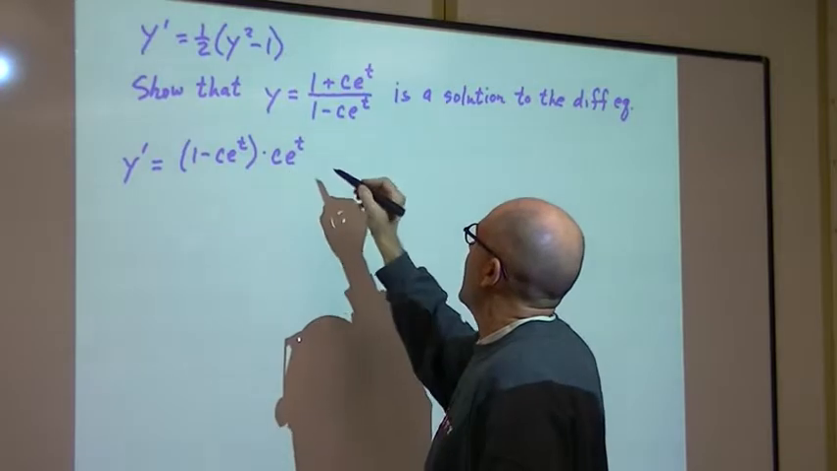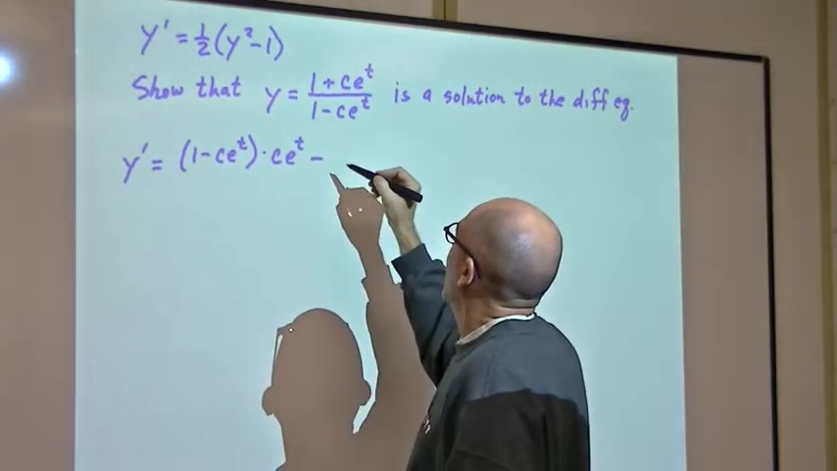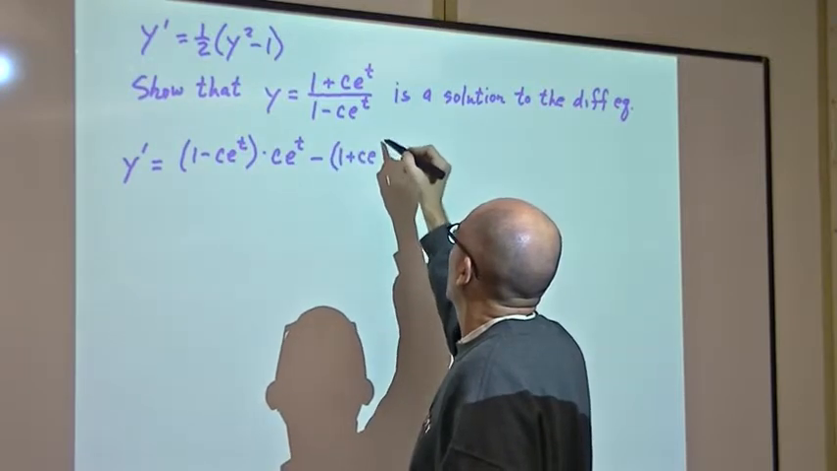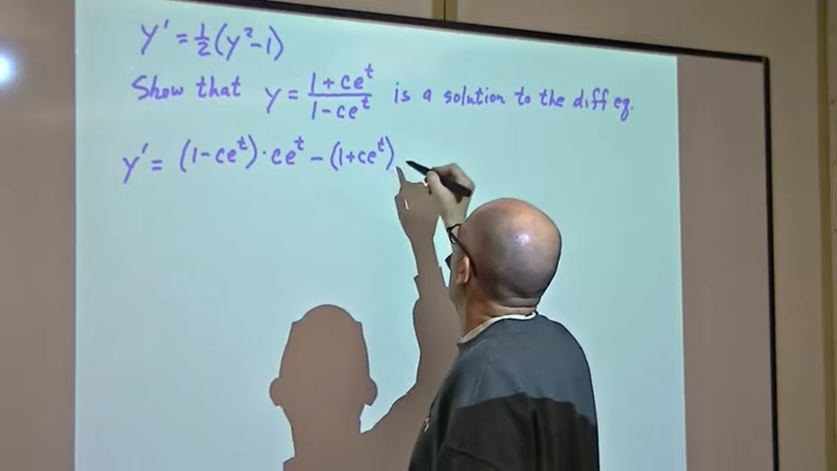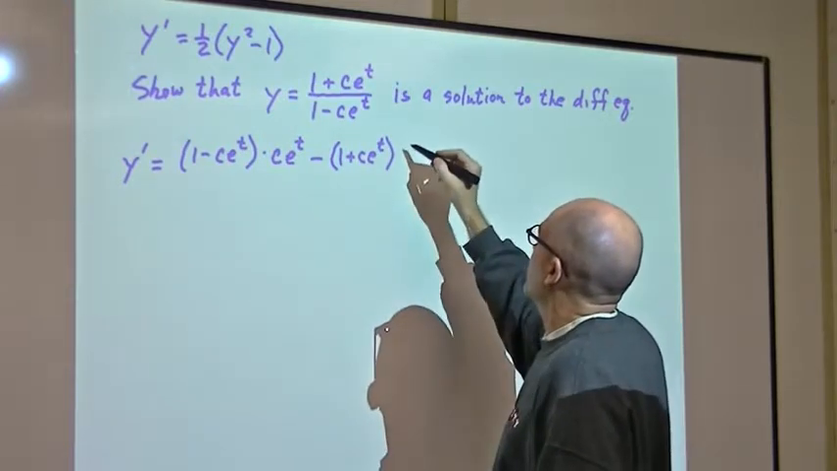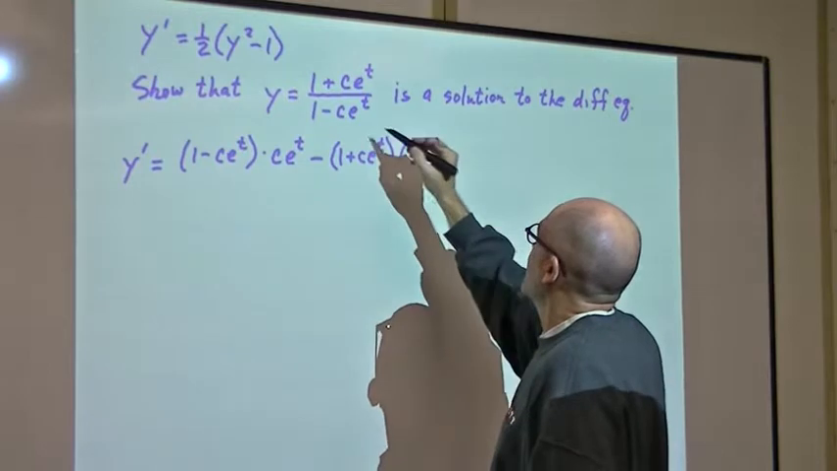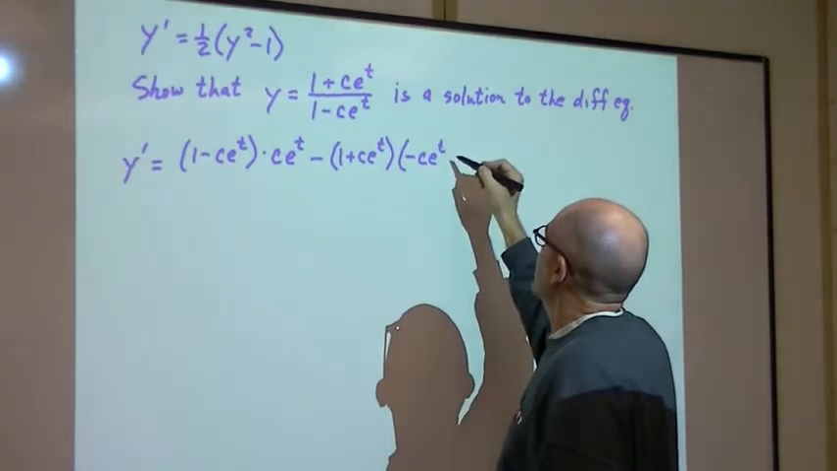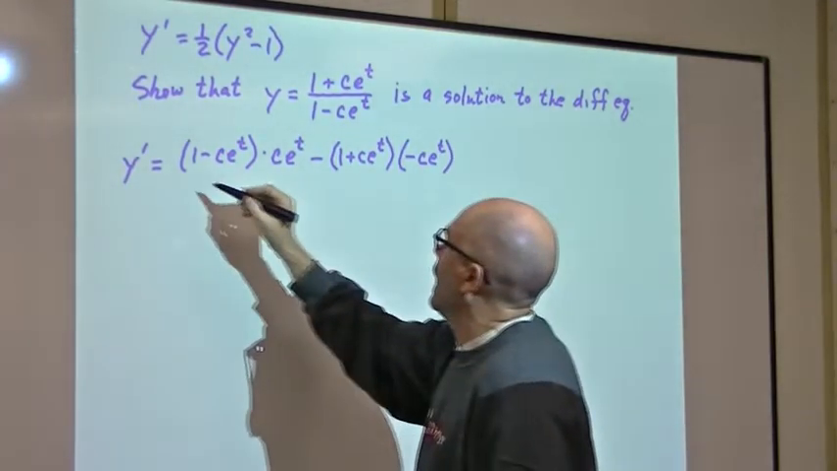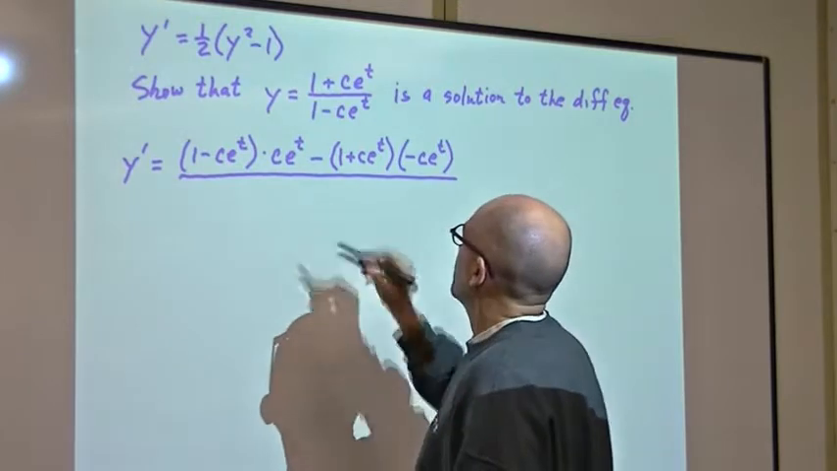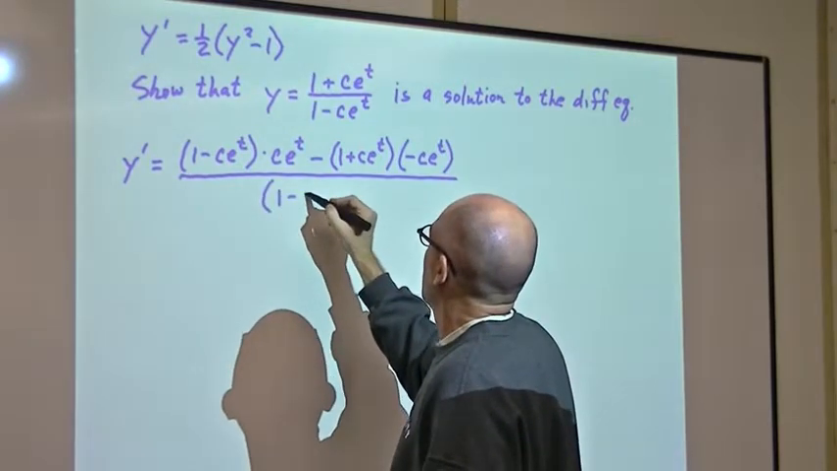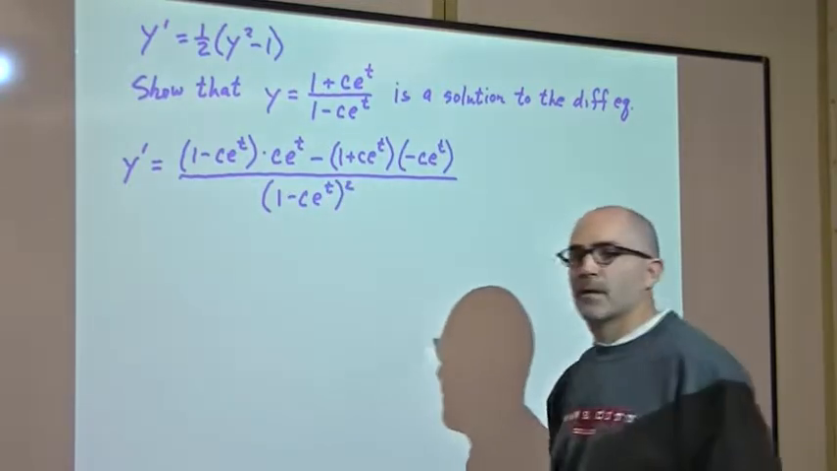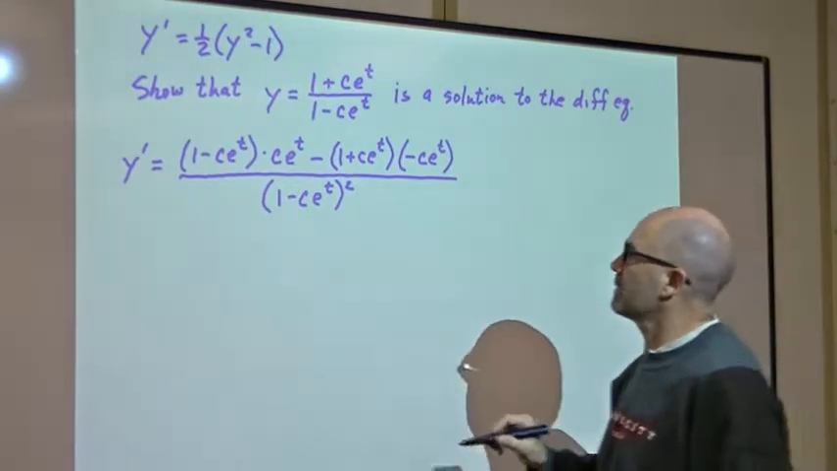So low d high minus high d low. Now this time the derivative of the bottom is going to be negative ce to the t, and square the bottom. And away we go. Okay, let's simplify this mess.